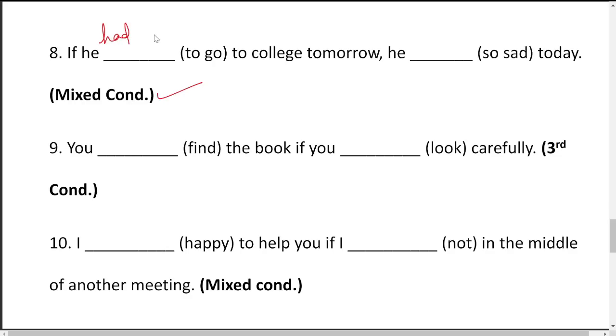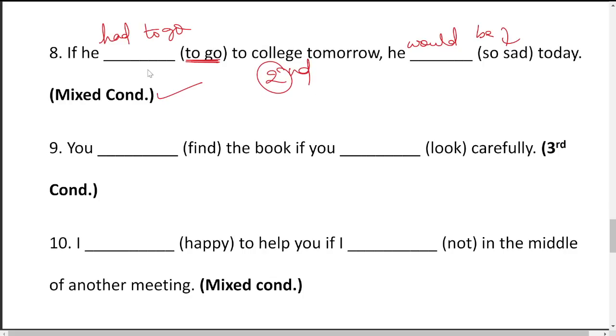Okay. Now, if we had to go, see, we have to connect this sentence here. To go. If he had to go to college tomorrow, he dash today. We can write it as he would be so sad today. Can we go for this? So if we go for this, remember mixed condition in the sense we can use any condition based on the meaning. So here we are using second condition.